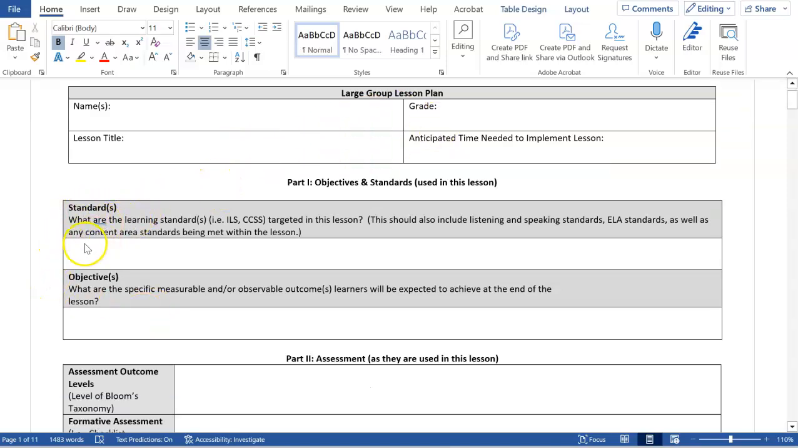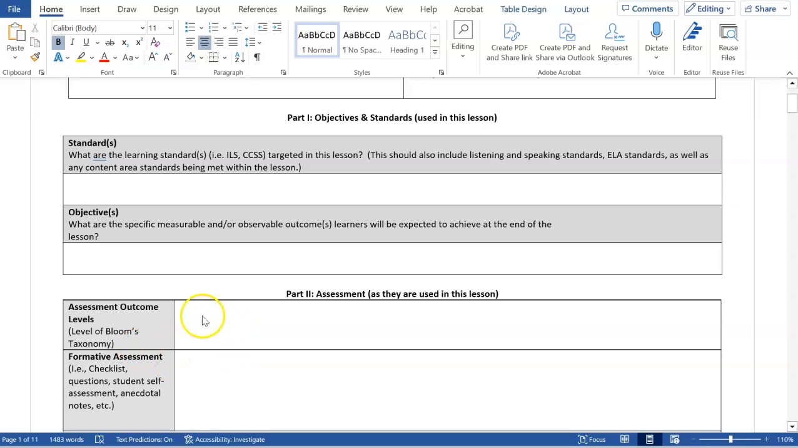For this part, it's really easy because you're just going to copy and paste the standard that you used for your lessons from your Standards and Objectives project. Same here. You're just going to copy and paste the lower level objective that you wrote for the Standards and Objectives project. Because the large group lesson is based on your lower level objective, you'll only put your lower level objective here.